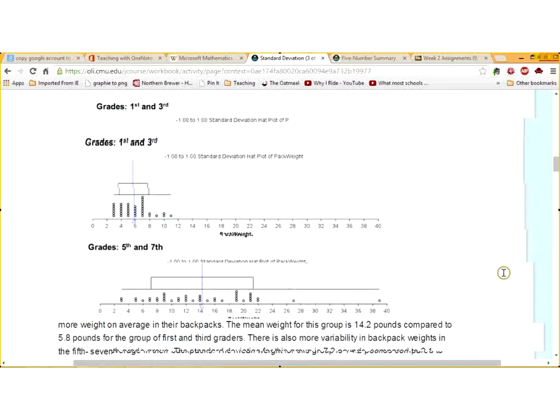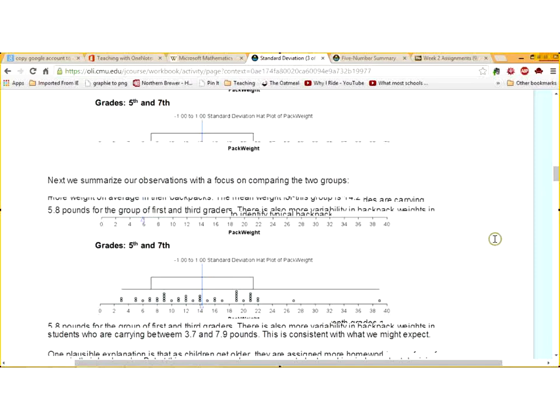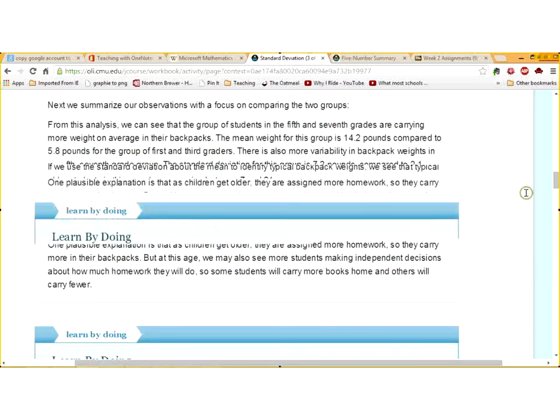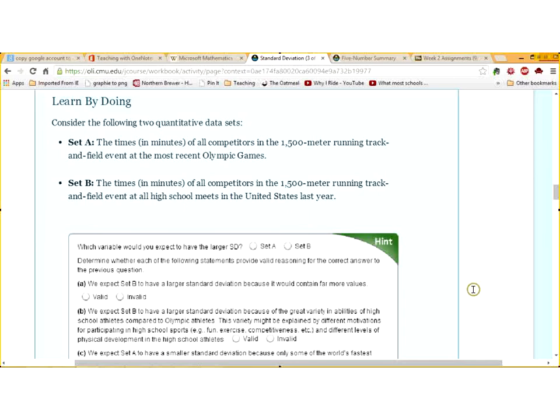All right, and I wouldn't worry too much about these graphs here. It's just, again, sort of using the standard deviation to examine it. This is, again, kind of looking at data sets and trying to have an intuitive sense of which would have more variation. This exercise is whether you'd expect to see more variation among competitors at the Olympics or among competitors in high school meets.